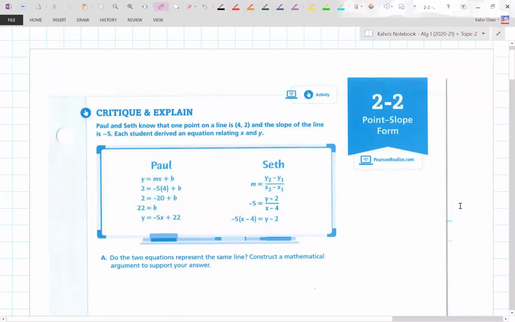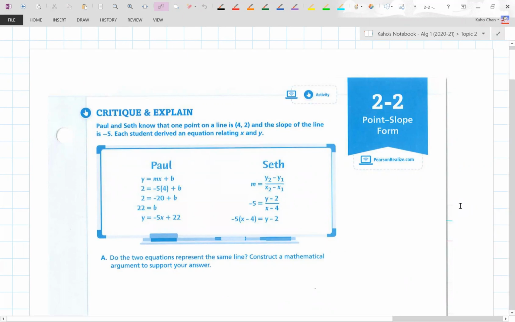Hello everybody, I'm about to do Algebra 1, Lesson 2-2, Point Slope Form. All right, turn to page 35 of your note taker, and let's get started here.